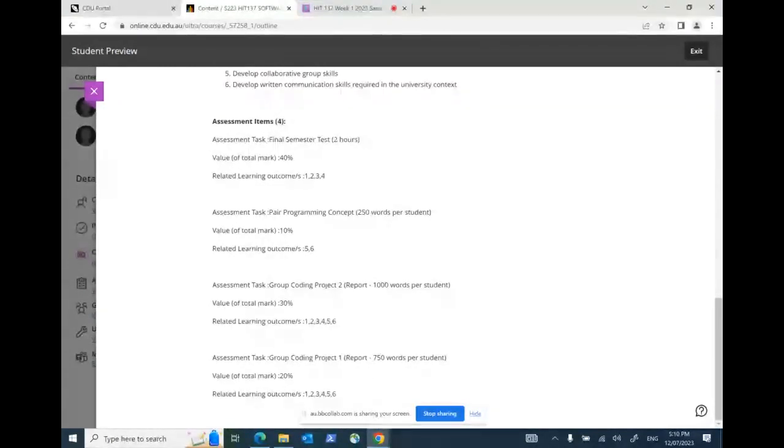The first thing we have to extract from here is that we have 4 assessments for this particular unit. The first 3 assessments are group assessments, and the last one is a final exam. The first assessment is 10%, the second is 20%, the third is 30%, and the final exam is 40%. In total, we'll have 100% marks.